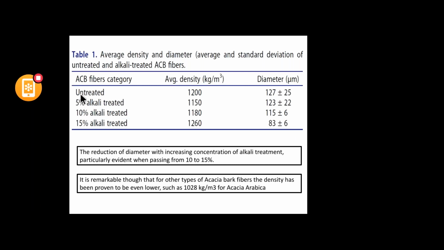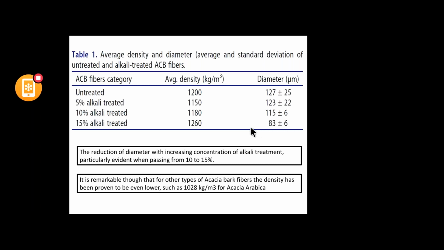When I increase the alkali treatment, first untreated, then 5%, 10%, 15%, automatically you can see here the diameter is getting reduced, particularly evident when passing from 10% to 15%. I am suggesting that this is due to the removal of loose and non-structural matter from the fibers.